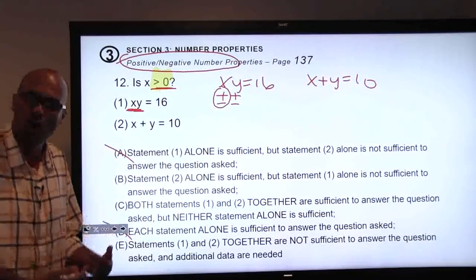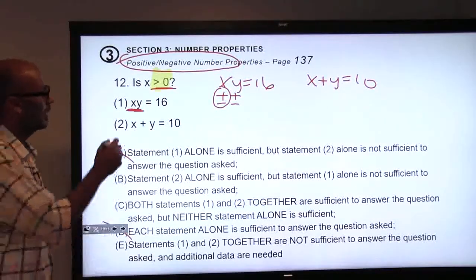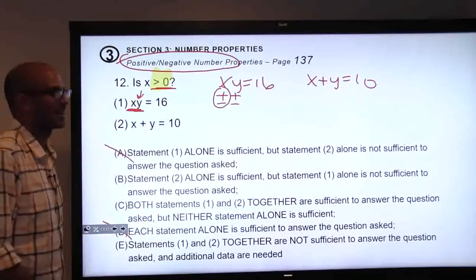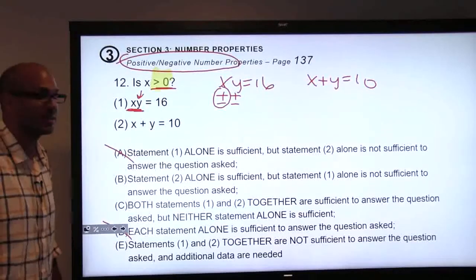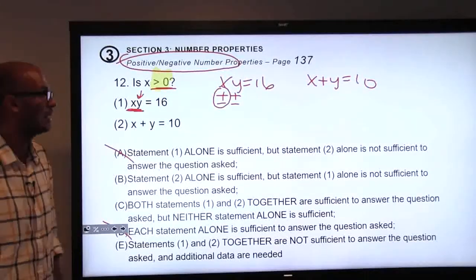I should have known that statement 1 gets knocked out pretty quickly. Because why? In this case, there's a Y in the mix. I don't have to even worry about it. Very important to realize that.